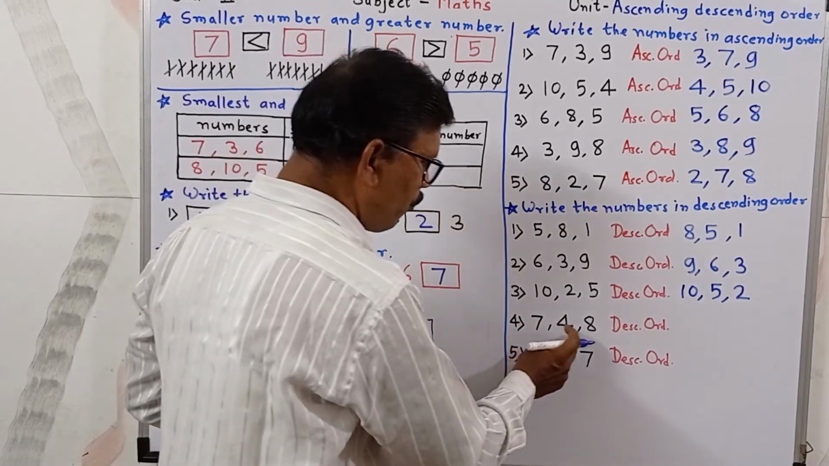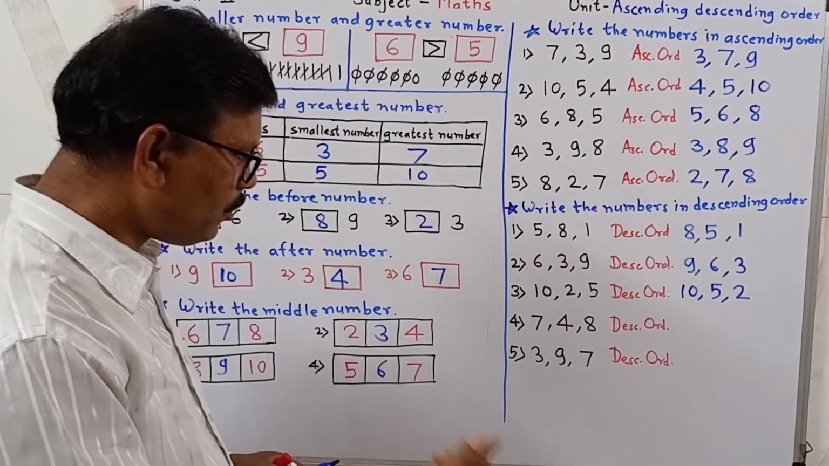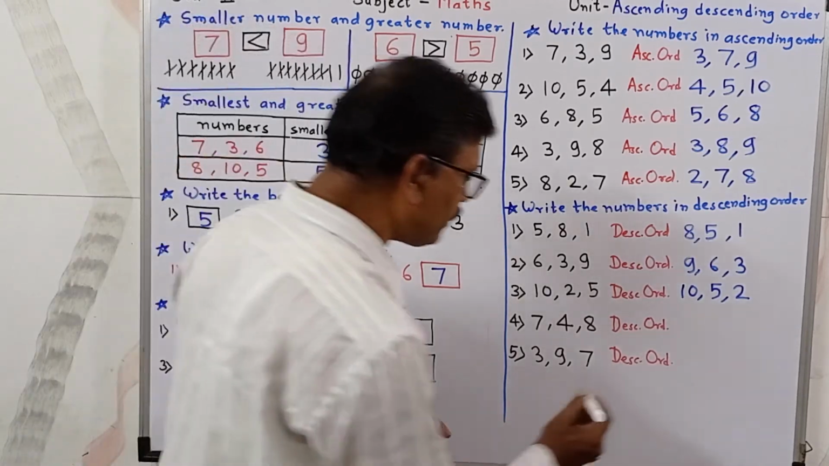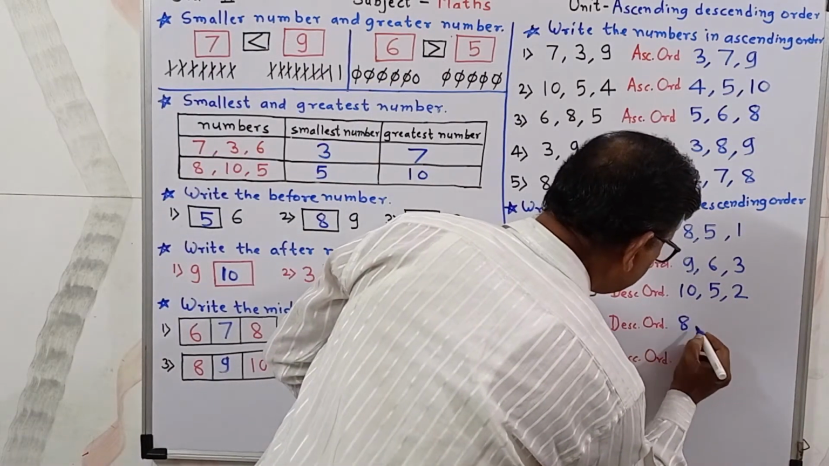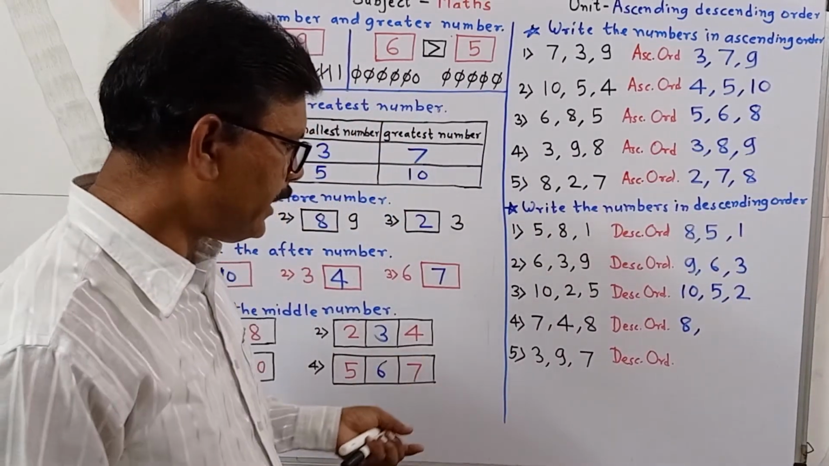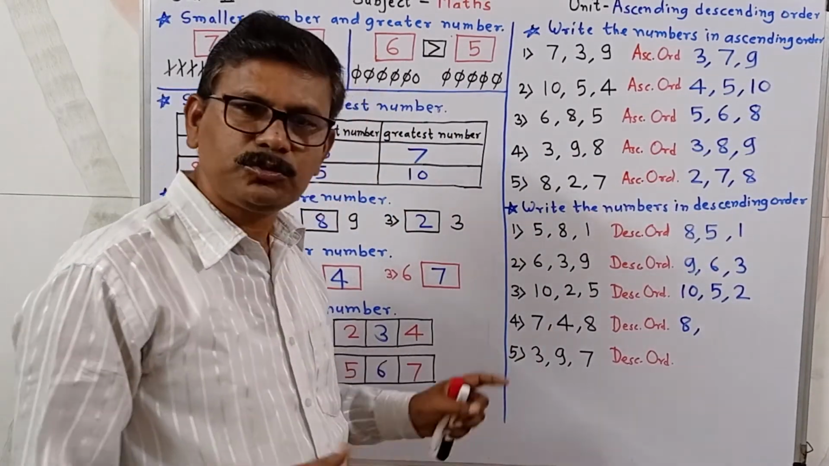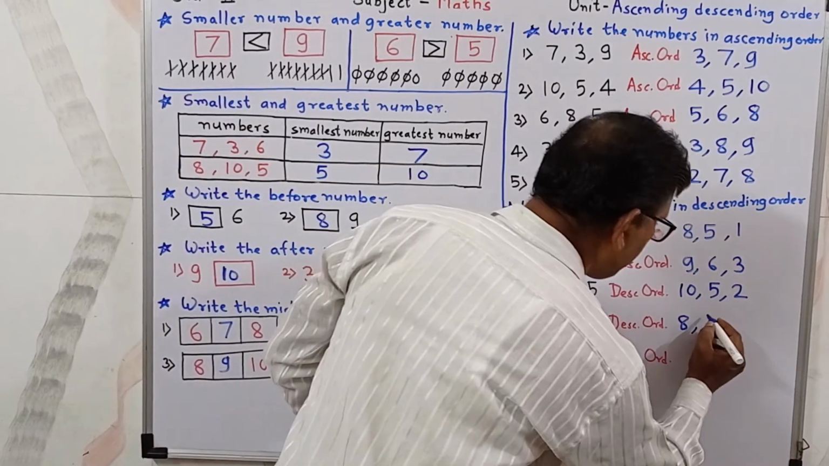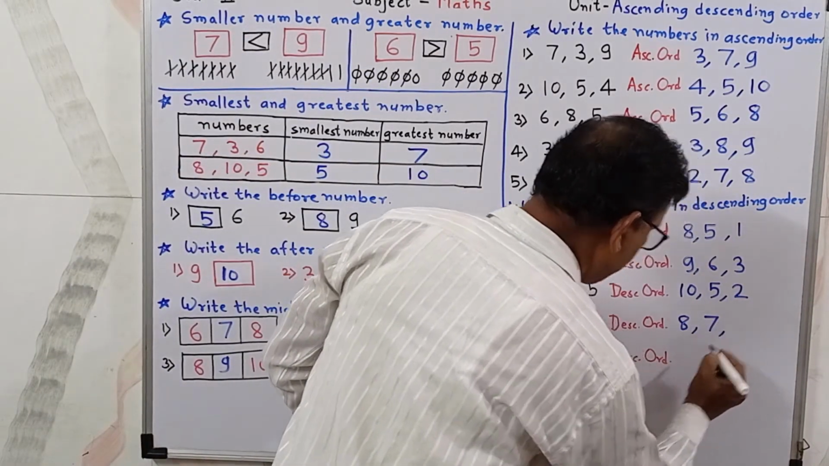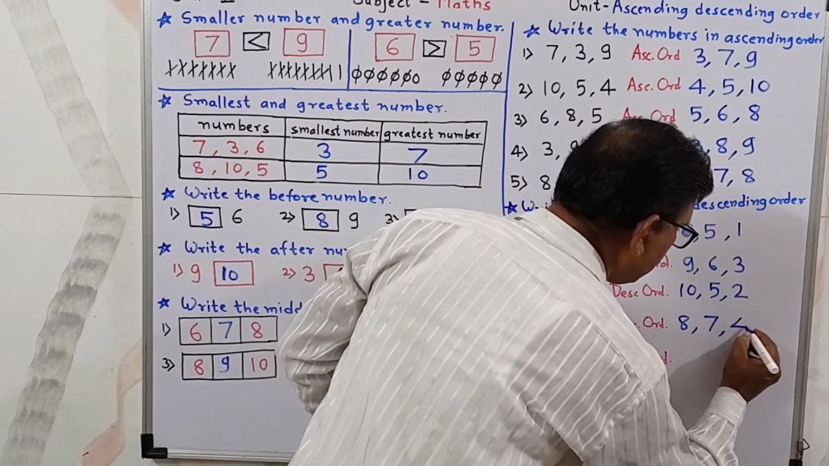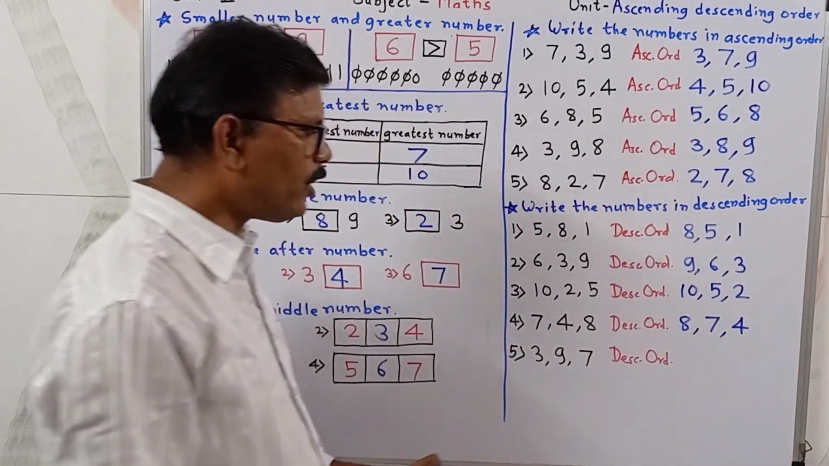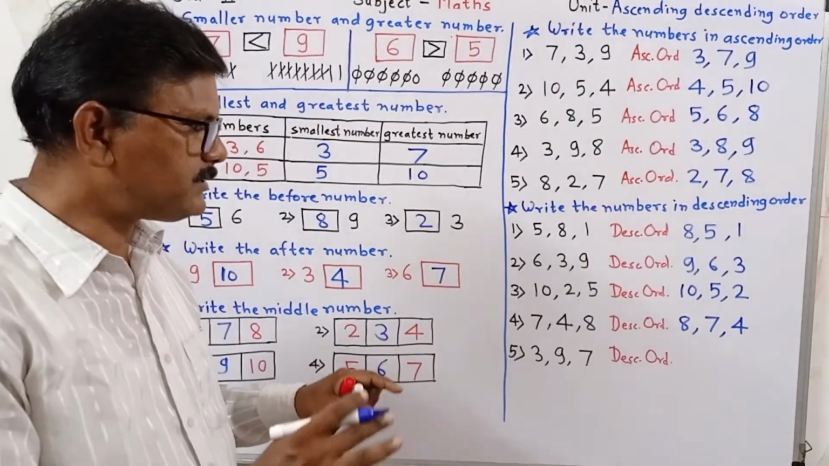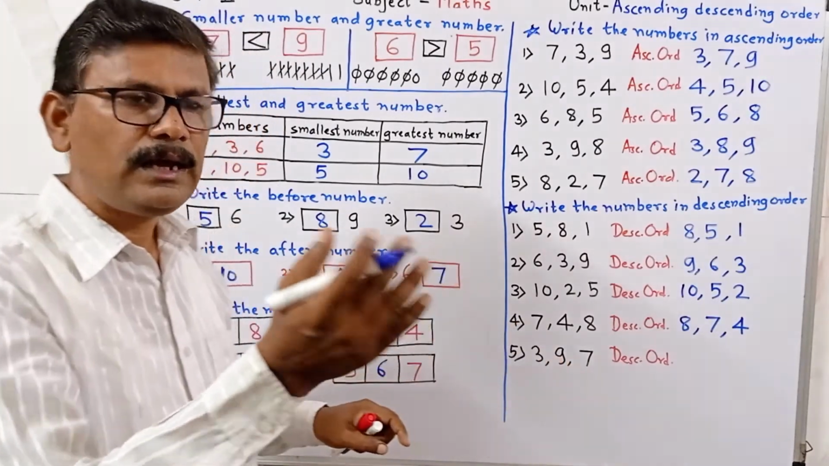Okay. 7, 4, 8. Which is the greatest number? 1, 2, 3, 4, 5, 6, 7, 8. 8 is the greatest number. So write first 8. Then comma. Then 4 is the smallest number. So which number has remained? 7. Then write the smallest number. Descending order means we must write the greatest number first and the smallest number last.